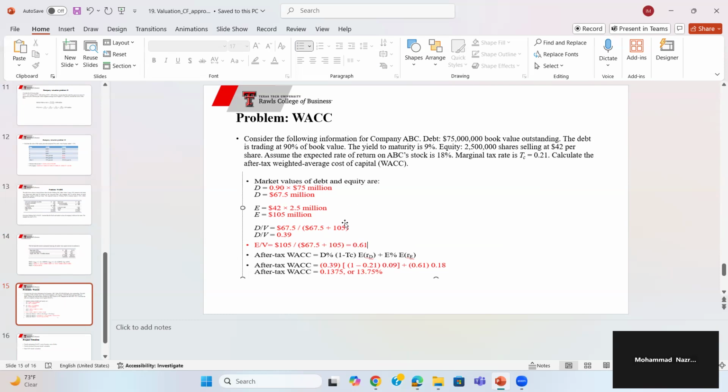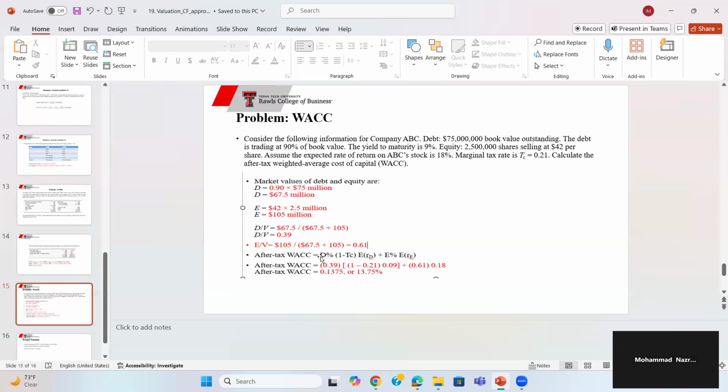Now you have the market value of debt and the market value of equity, and we need the proportion of debt to the total value and the proportion of equity to the total value. Our debt is 67.5 over our total value of 67.5 plus 105, and we get the same proportion for the equity. So out of the total value, the debt portion is 39% and the equity portion is 61%. That's the weight, because we are calculating the weighted average cost of capital. The weight for equity is 61% and the weight for debt is 39%.